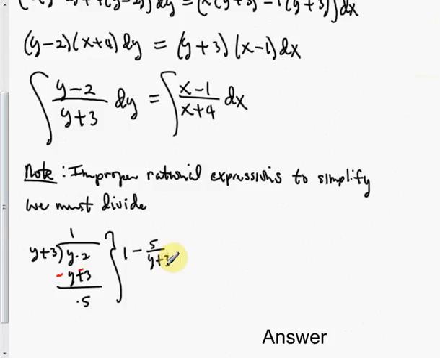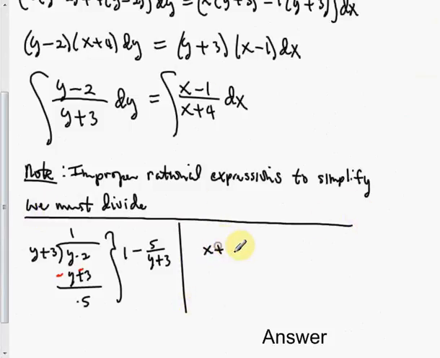y plus 3. So now when I integrate this 1 minus 5 over y plus 3, I can integrate the 1 with respect to dy, and this becomes y. I can integrate 5 over y plus 3, that becomes 5 times the natural log of y plus 3. See that? So then the same thing over here applies for the x plus 4 divided into x minus 1.